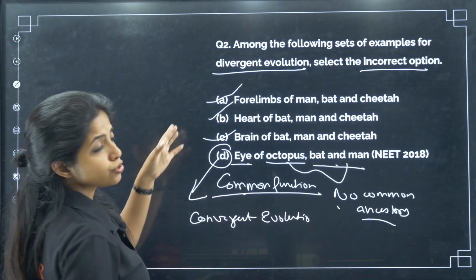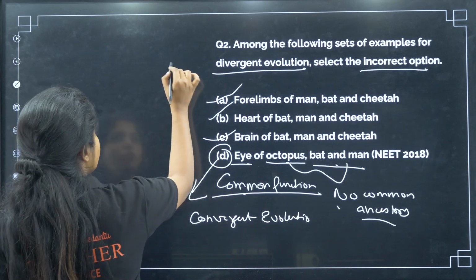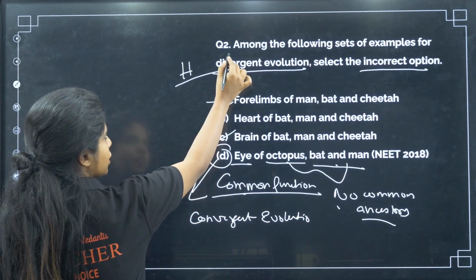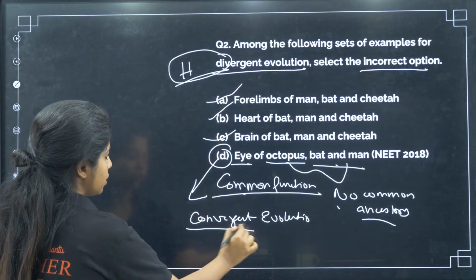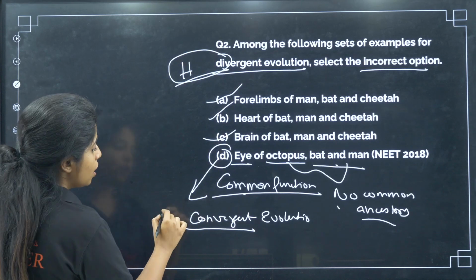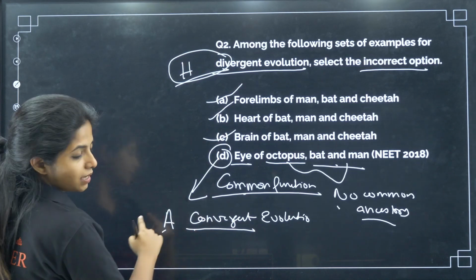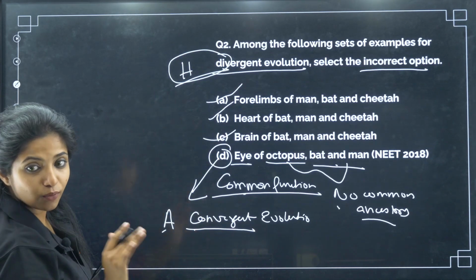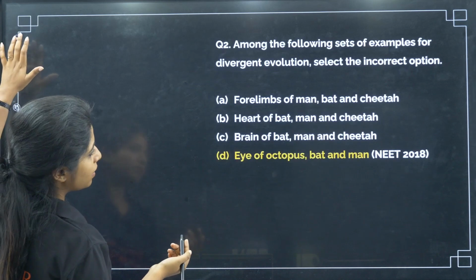And the organs that show divergent evolution are known as homologous organs. So HD, you can remember it like that. And the organs that show convergent evolution would be what? Analogous. So AC and HD. That's how I remember it. That's how you can remember it as well.